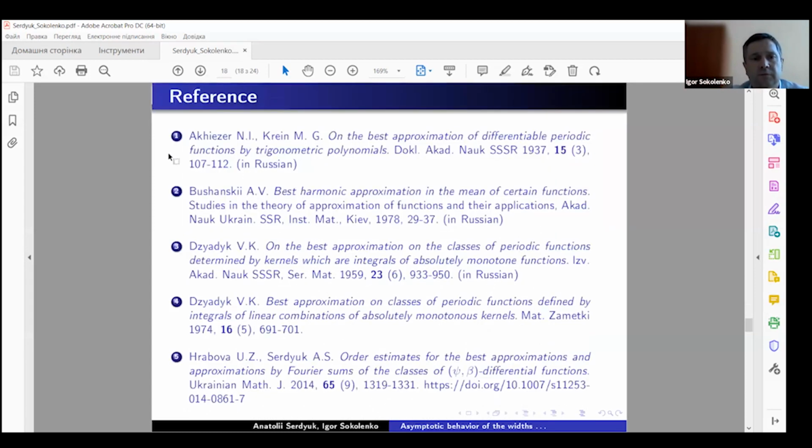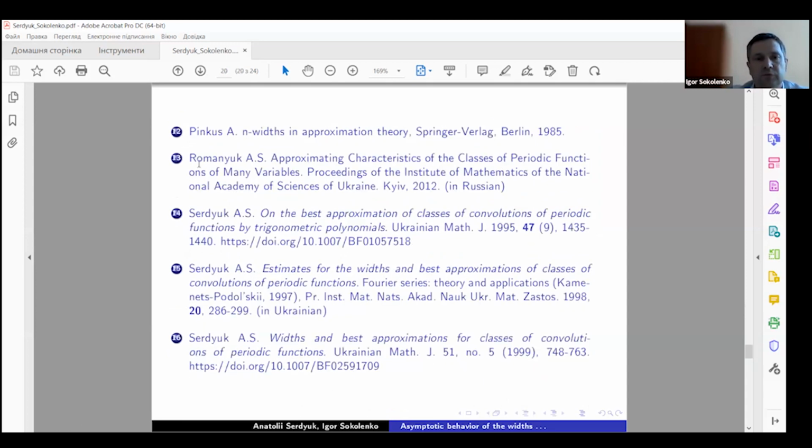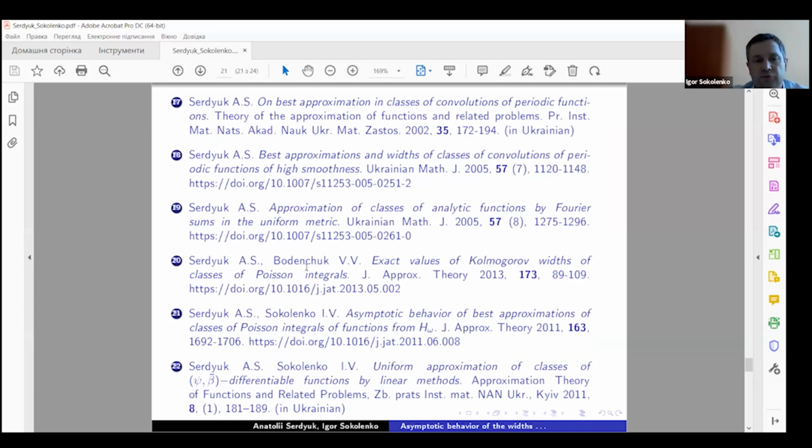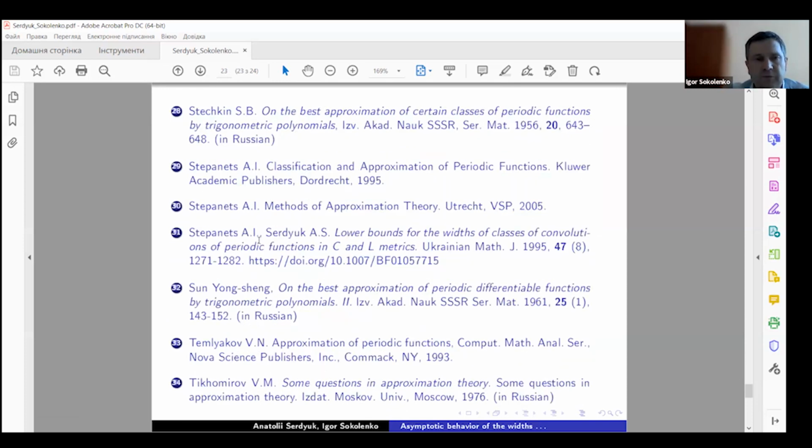References. Here: Crane, Shansky, Yadek, Drabova, Serdyuk, Pawar, Kornichuk, Bobenko, Legun, Crane, Nagy, Pinkus, Romanyuk, Serdyuk, Bodenchuk, Serdyuk, Stepanyuk, Sheloudin, Stechkin, Stepanets, Sun, Temlikov, and Tikhonov.